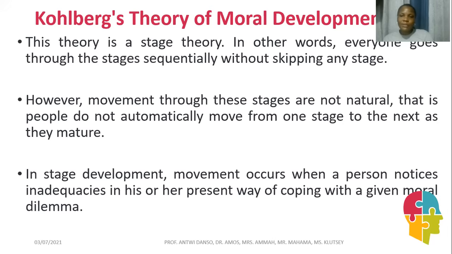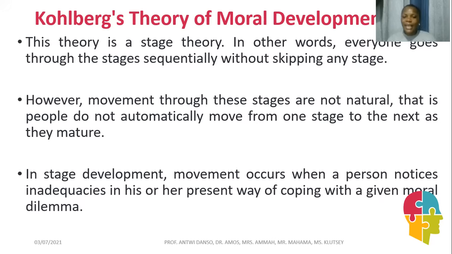Now let's look at Kohlberg's theory of moral development. This theory is also a stage theory, like Erikson's theory. It has three levels. Every child goes through these stages without skipping any of them. However, movement through these stages is not natural. That is, you don't automatically move from one stage to the next as you mature.